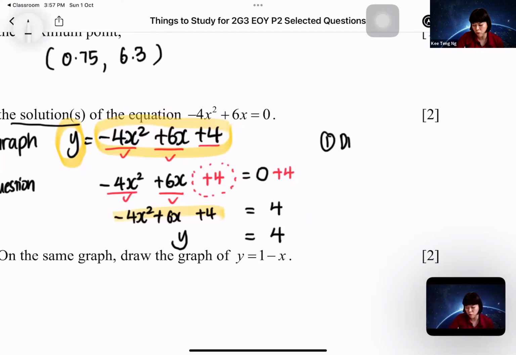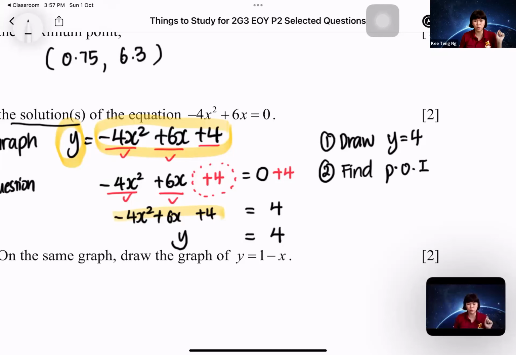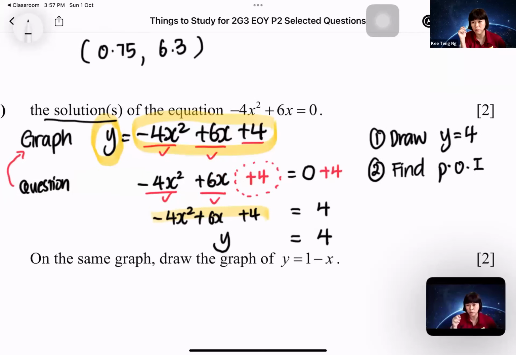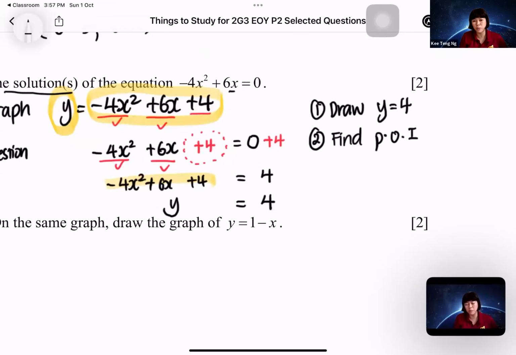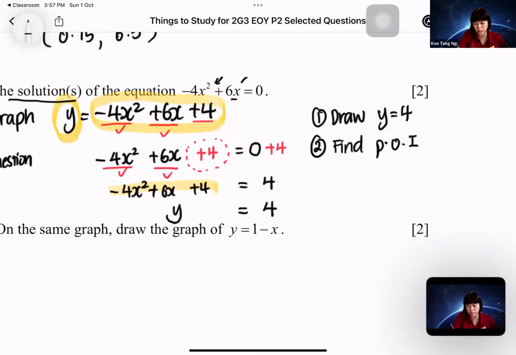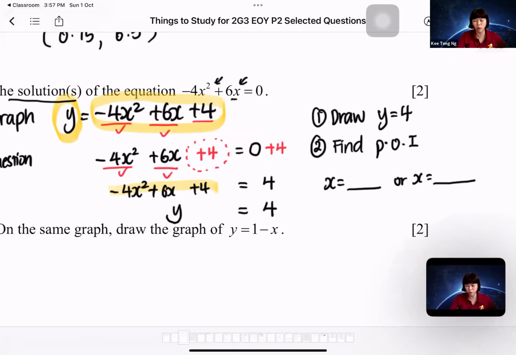Number 1, we draw the line y equals 4. Number 2, find the point of intersection, POI. This is a quadratic graph, and normally a quadratic graph should have 2 solutions. So I need to look out for at least 2 solutions. My equation only has x, so my solution will be x equals a number, or x equals a number, maximum 2, minimum 1. Or sometimes, if the line doesn't meet at all, there's no value.